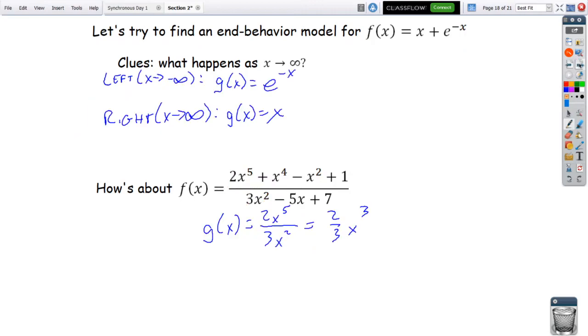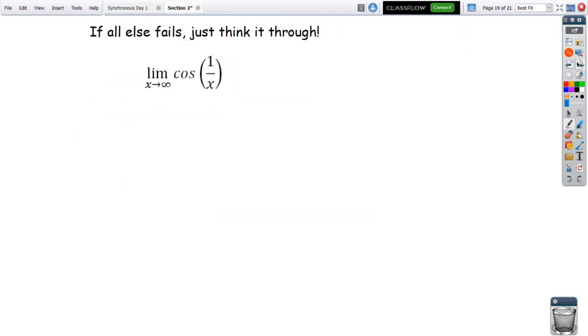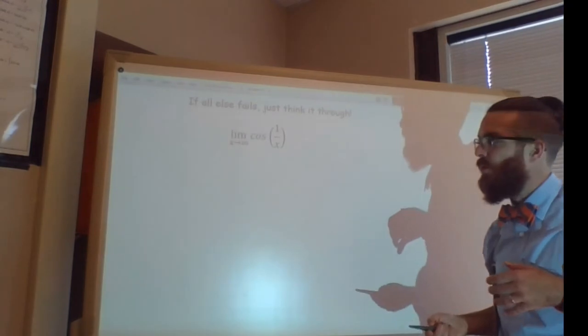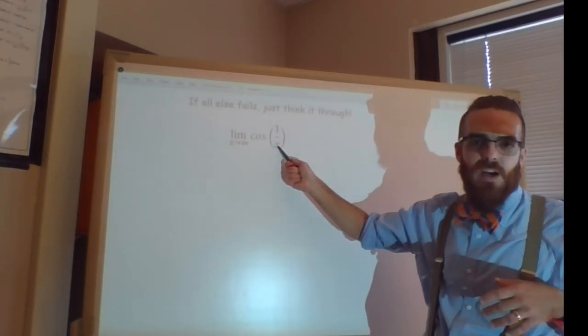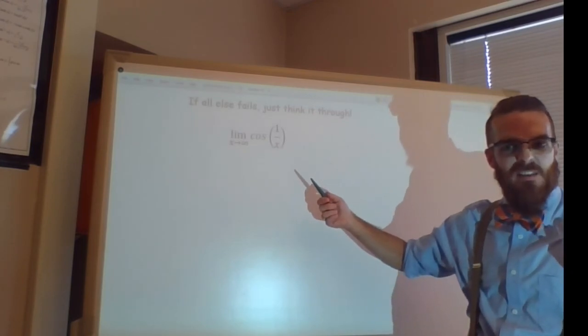Gotta be approaching the end here. All else fails, just think it through. This one, we kind of did this before. I mean, you could plug in limit as x approaches infinity. You get 1 divided by infinity, you get 0 inside there.